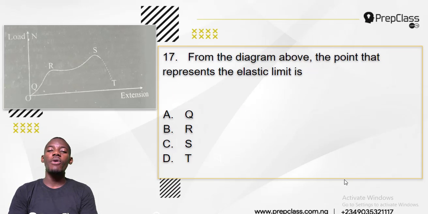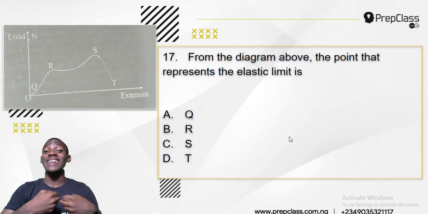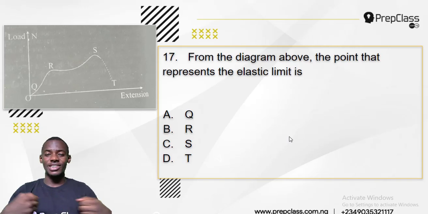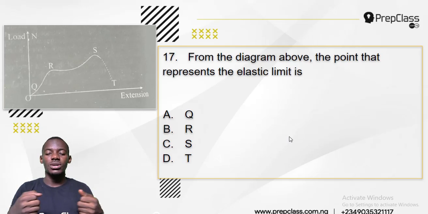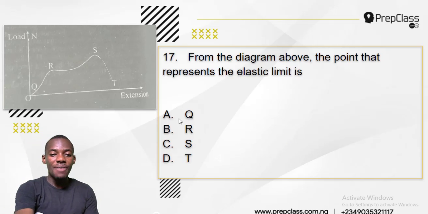Now let's check number 17. From the diagram above, the point that represents the elastic limit is what? This is an elasticity question, and what we drew here is a rubber. If you are stretching a rubber, and you really want to break it, you keep stretching and stretching. You will stretch to a point where the rubber will say stop stretching. This is the end. That end is called the elastic limit.